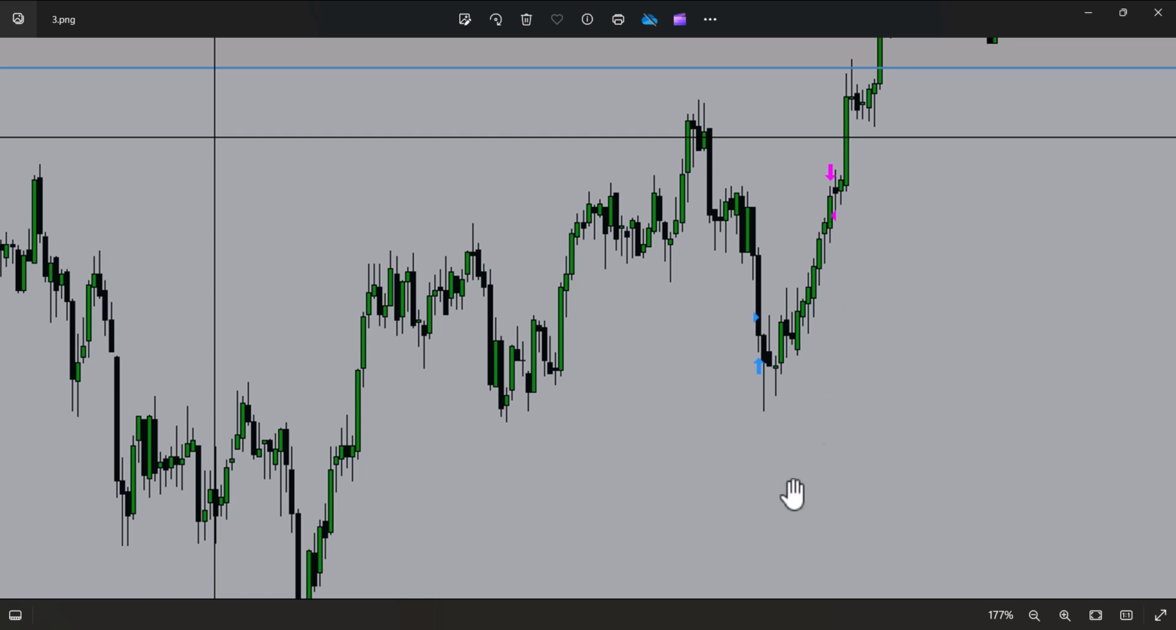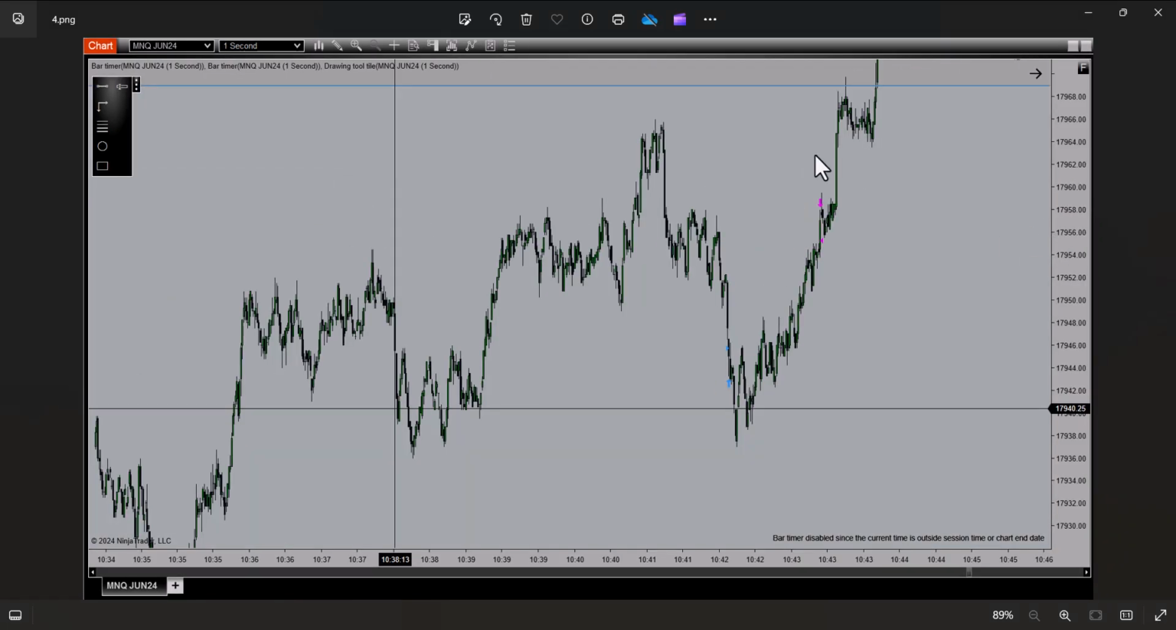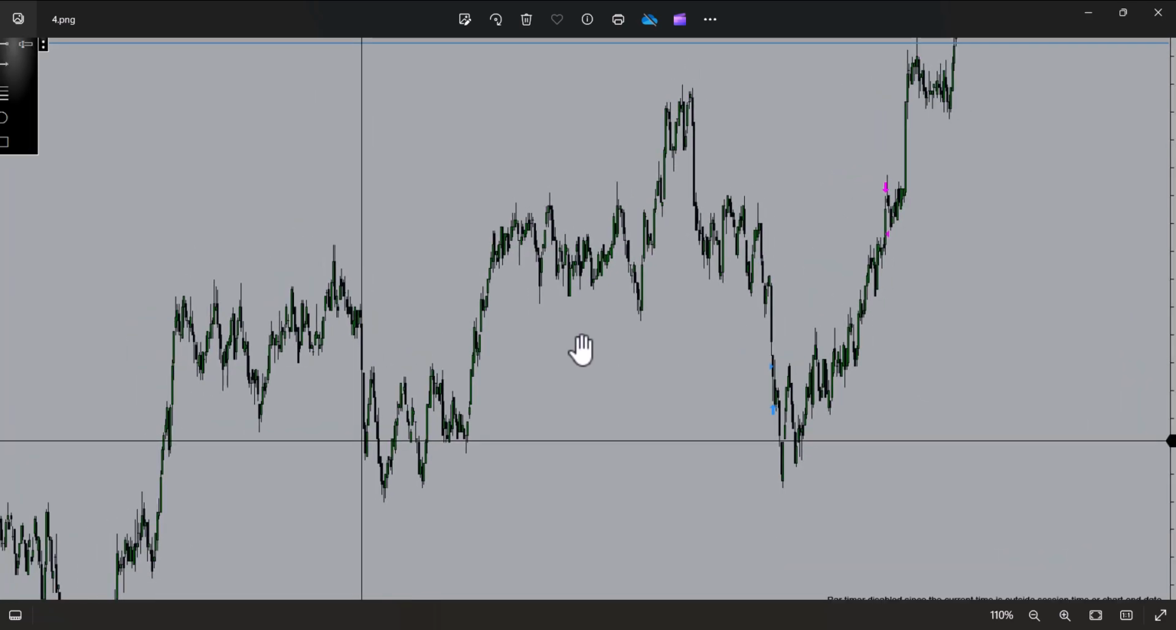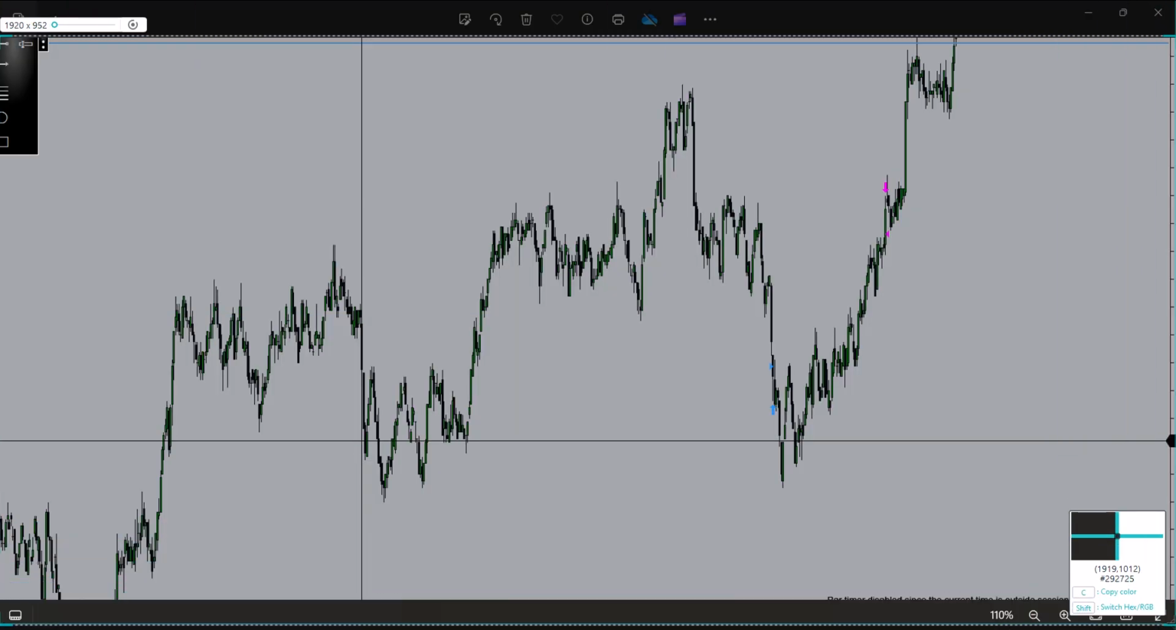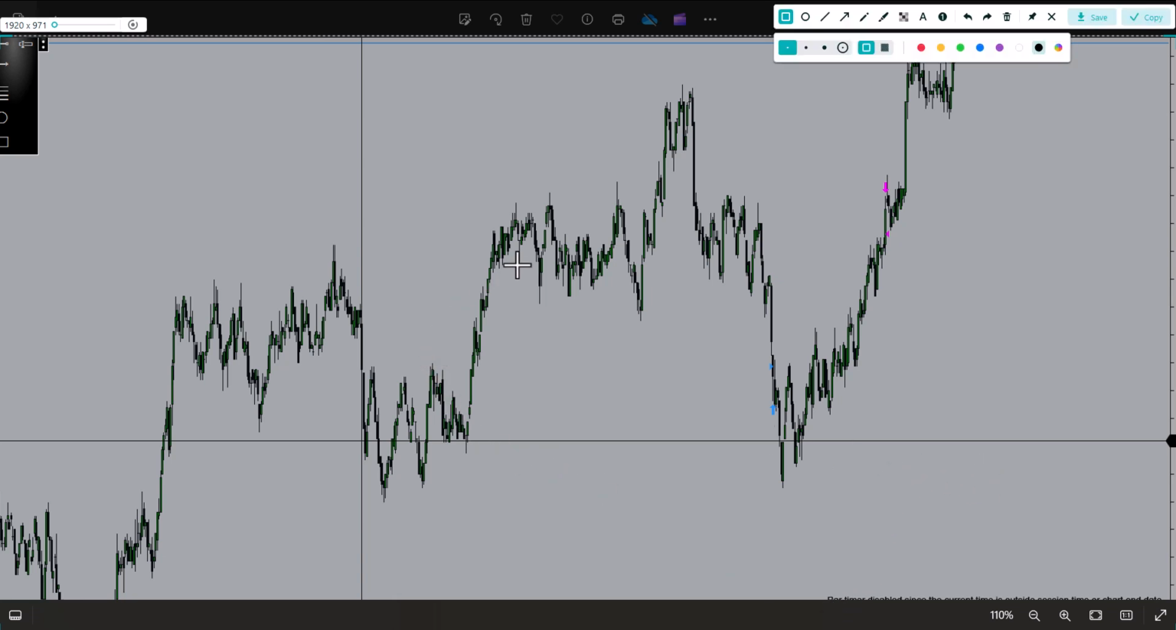This is liquidity. So if we refer back to this tweet, we have 5-second bearish flip to a bullish 15-second zone, and then 1-second refined long entry from the 15-second zone. And if we go back into here, this is the 1 second chart. As you can see, this is what I was talking about for the 1 second time frame refined entry from this zone.